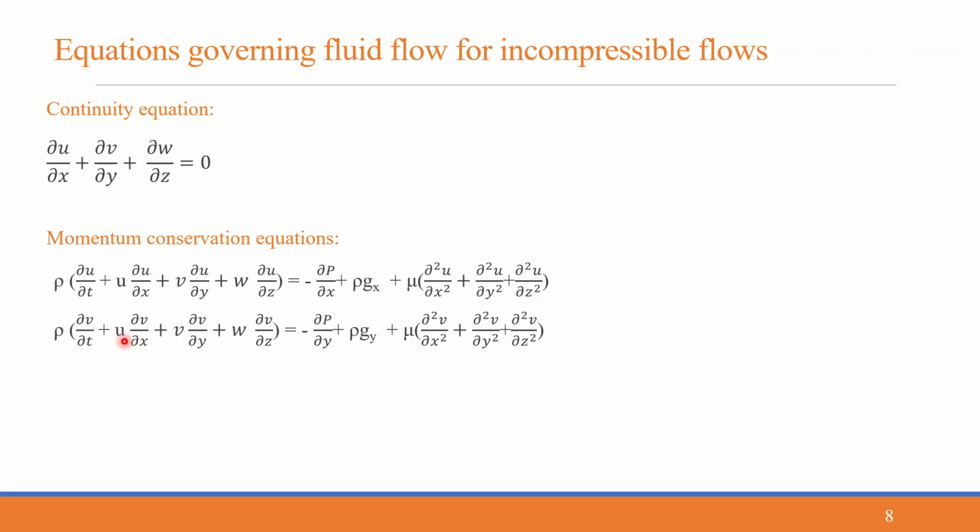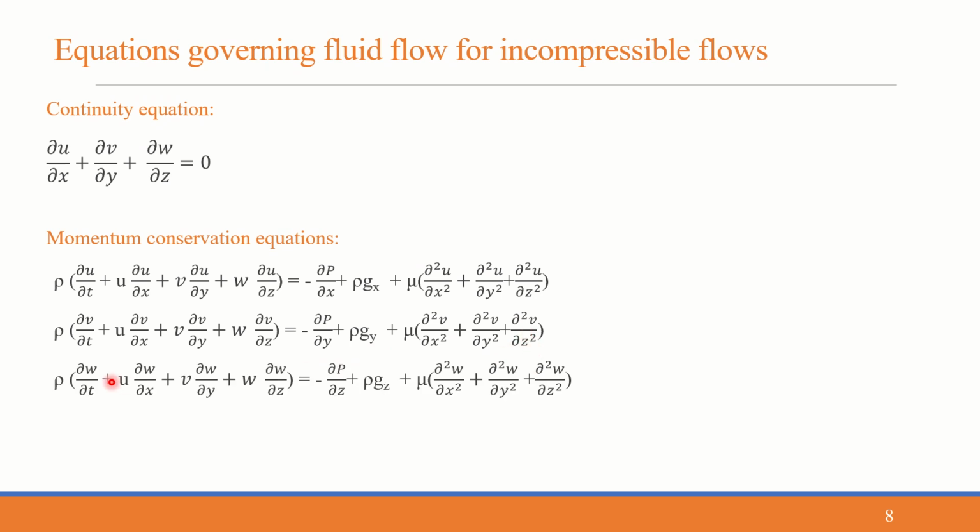Next we have the y direction momentum conservation equation, which is as this: rho into dou v by dou t plus u into dou v by dou x plus v into dou v by dou y plus w into dou v by dou z equal to minus dou p by dou y plus rho gy plus mu into dou square v by dou x square plus dou square v by dou y square plus dou square v by dou z square.